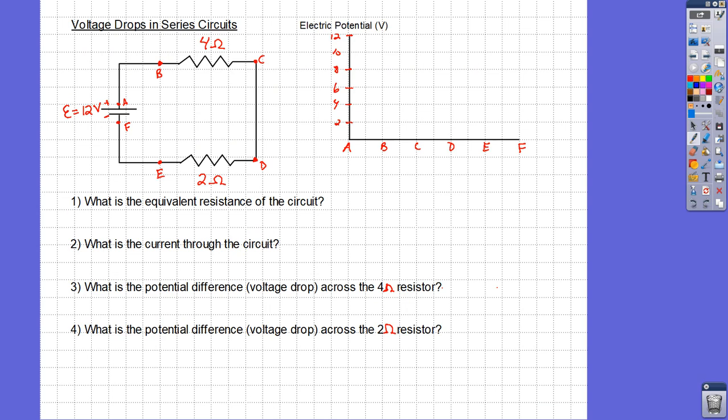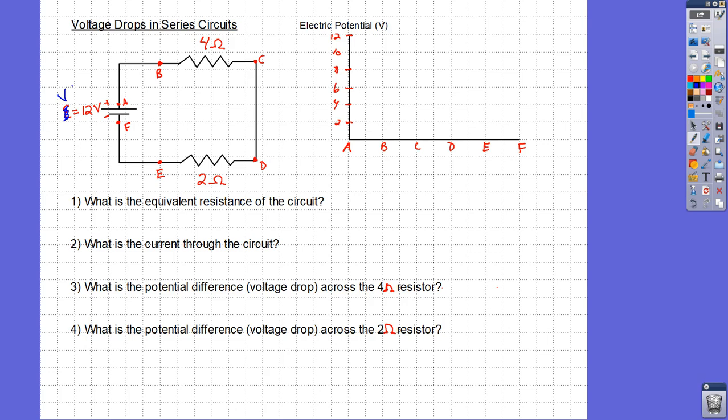Alright, so I like to do it like this. As we look at a circuit, a little bit of change here. Sorry, I borrowed this from another presentation. We'll just call that voltage. So we've got a 12 volt battery, a 4 ohm resistor and a 2 ohm resistor.